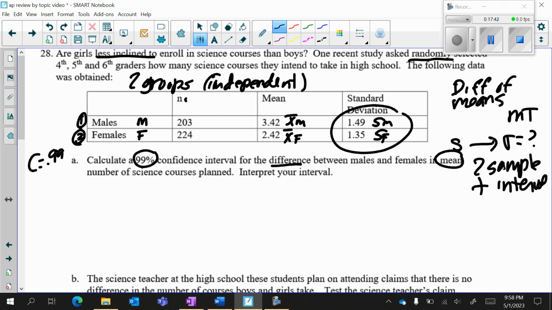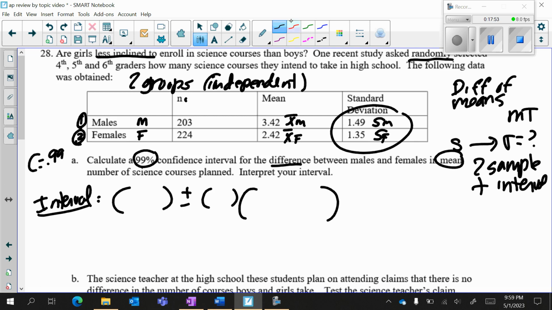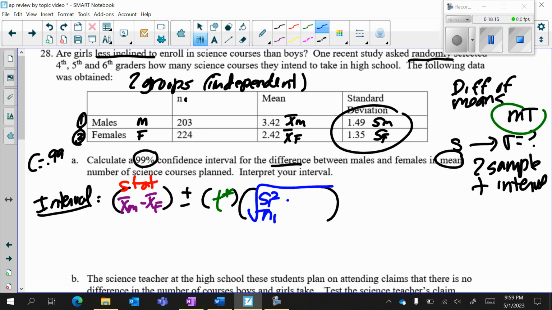When you get up to your interval step, I'm just going to jump to that one for a second. We just did the name. With the interval step, you're going to do statistic plus or minus critical value times standard error of the statistic. The statistic for the one mean was X bar. So now it's just going to be X bar male minus X bar female, the difference of the means. Plus or minus, since it's means, again, we use T star times the standard error of two means. You just look that up on the reference table. And for two means, the formula is S1 squared over N1 plus S2 squared over N2. I'm just going to use M here for 1 and F for females for 2.